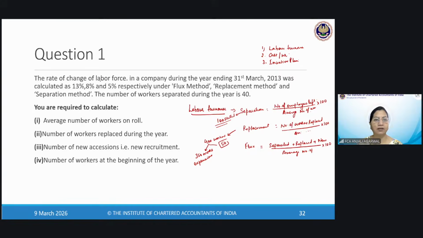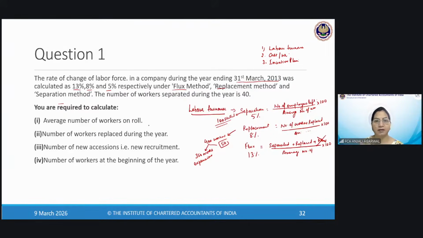Now, if you calculate the rate of, let's look at this question. The rate of change of labor force in a company during the year as on 31st March 23 was calculated as 13, 8, 5 under flux, replacement, and separation. So flux is 13%, replacement is 8%, and separation is 5%. When you look at 5 plus 8, it is 13, and flux is also 13. It is indicative that new accretions are 0.